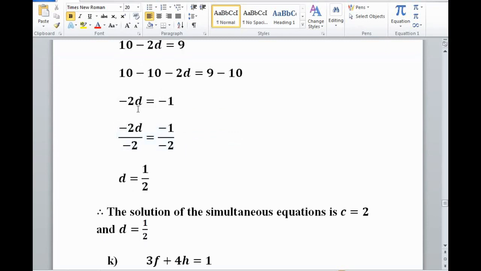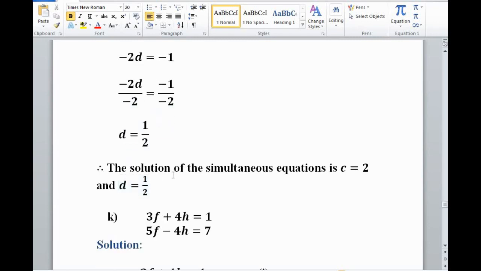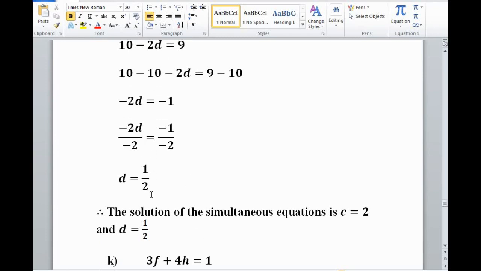Okay, now to eliminate negative 2 from the left side, I will divide negative 2d and, on the right side, negative 1 by negative 2. So again we know that negative 2 will cancel out negative 2, so d equals minus and minus will cancel out, or minus multiplied by minus we get plus 1 upon 2. So the solution of the simultaneous equations is c equals 2 and d equals 1 upon 2.